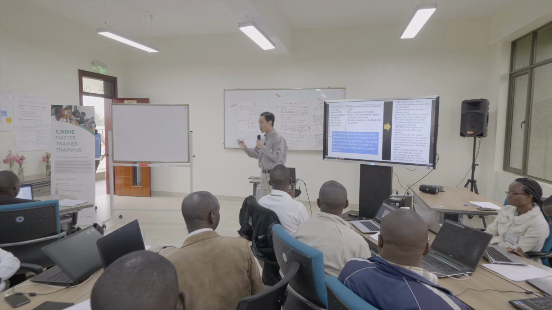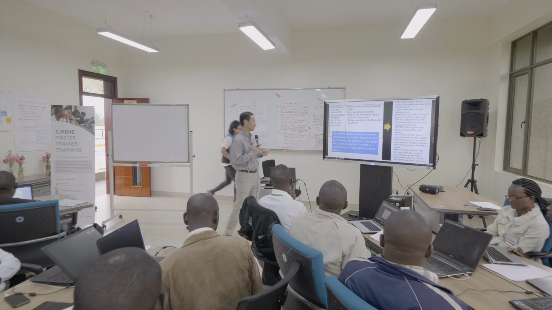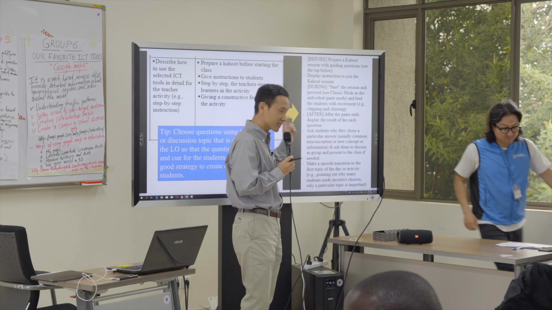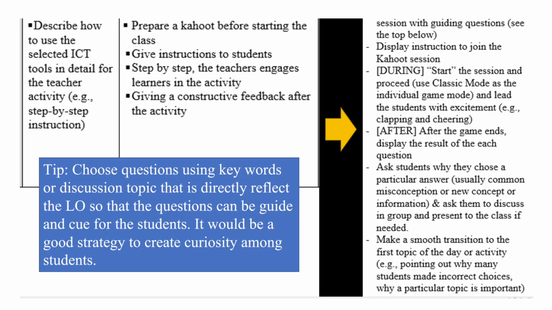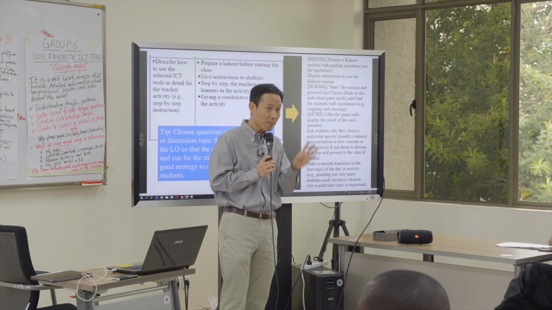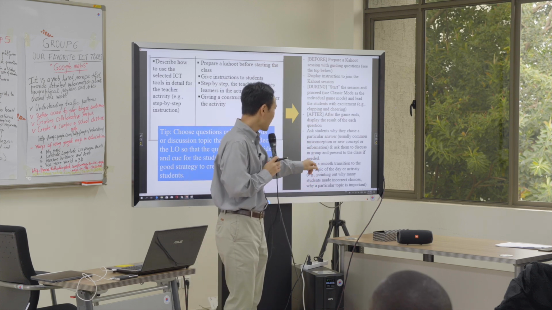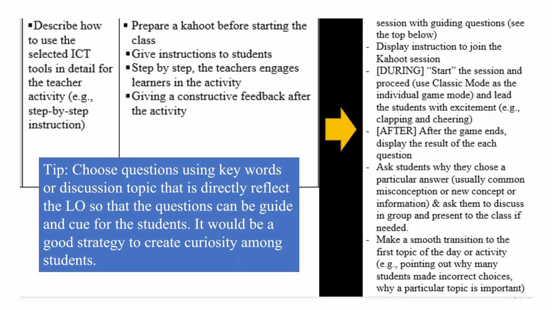Okay, anyway. So a misconception is something you can start with. But what you do after the session's over, that's important. Ask students why they chose a particular answer, if many students did not get the correct answer, okay? And then ask them to discuss in groups and present to the class, in a very short period of time. It's not heavy. Then use the students' reactions as a stepping stone to the next session. Just a smooth transition. That's important here. Make that smooth transition to the first topic of the day.